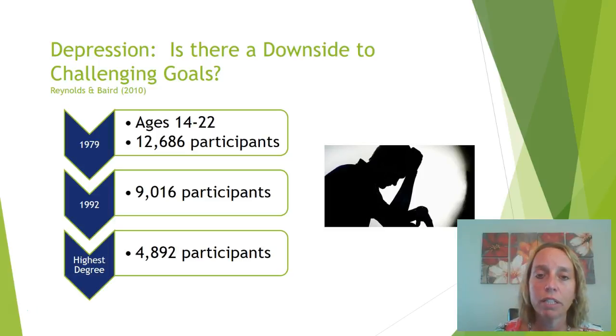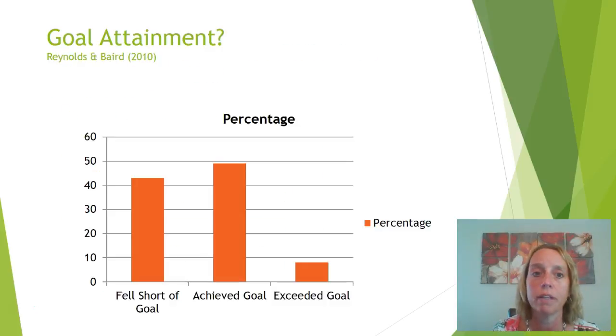And I came across this really neat study by Reynolds and Baird. And what they did is they tracked, as you can see, a large number of students, almost 13,000 of them. And they asked them a question: what level of education are you planning to achieve? High school diploma, associate's degree, bachelor's degree, master's degree, etc. And they tracked these students across time to see whether or not they actually did achieve those goals. And then they also assessed them on a variety of measures, including some of the emotional depression measures, to see whether or not, if they didn't achieve the goal, was there an emotional consequence to that.